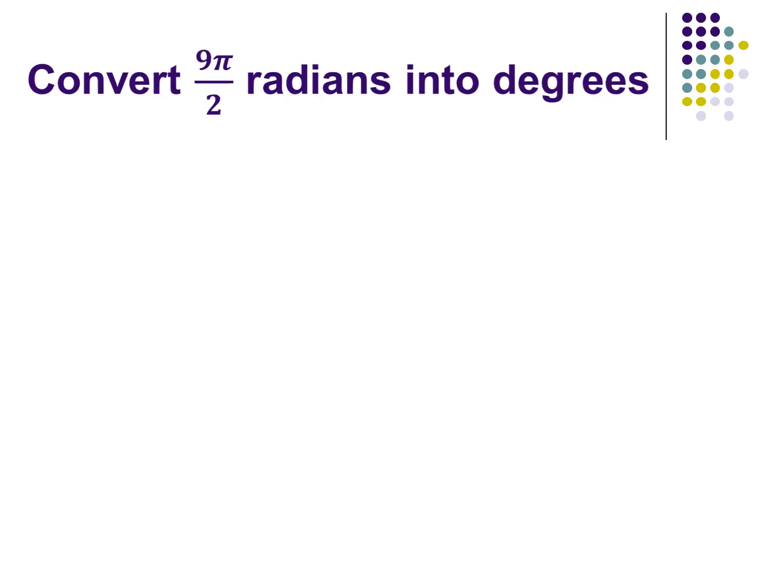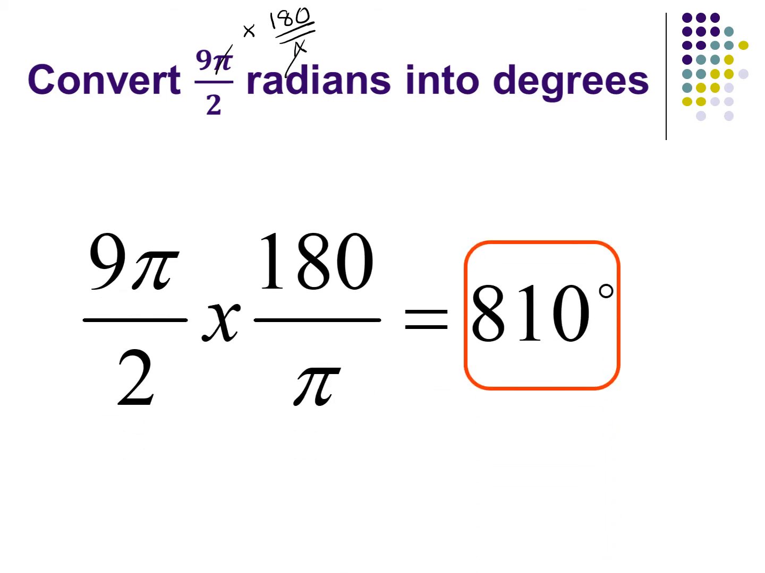Now the opposite: convert 9 pi over 2 radians into degrees. In order to do so, just multiply the radians value given in the exam by 180 over pi. By doing so, pi and pi cancel, and even if you write it in the calculator, you will get 810 degrees. Don't forget to put the degrees when you are converting into degrees.